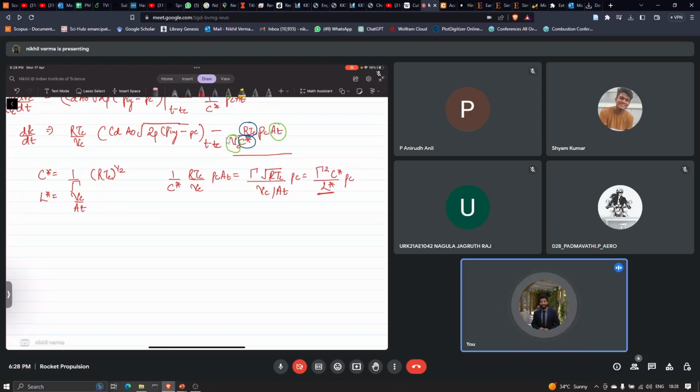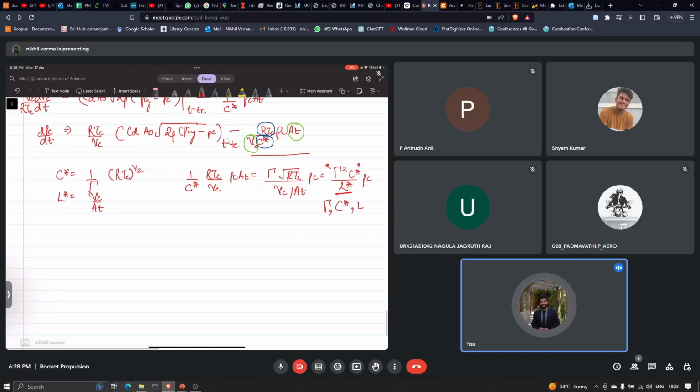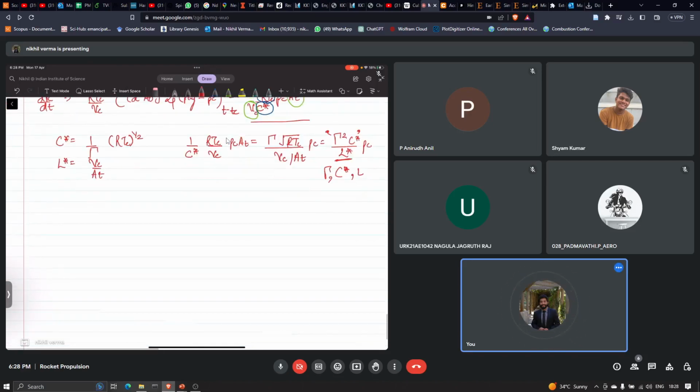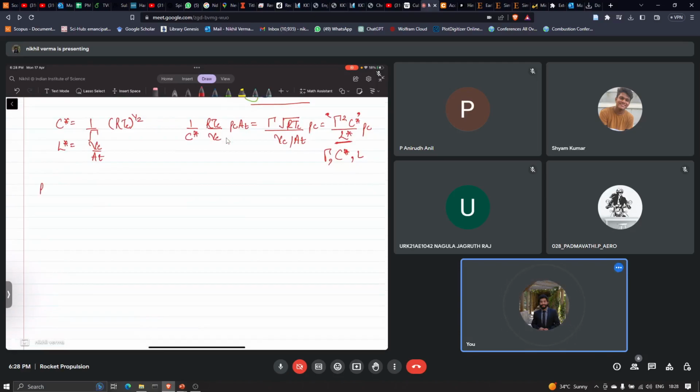So we are combining these terms so that we can simplify. We do not want more variables, so we are clubbing those variables into these three: gamma, C star, and L star.